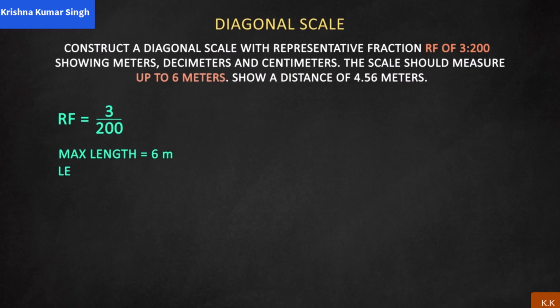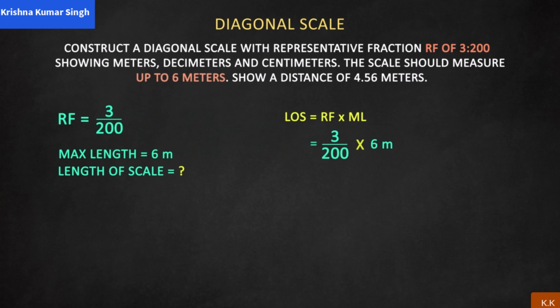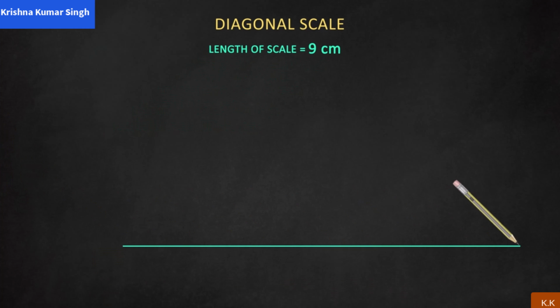Now we need to find the length of the scale. For that, we have to use the following formula for the length of the scale, LOS. Substitute RF and maximum length ML in this equation. Then we get the length of the scale as 9 centimeters. So now let's draw a line of length 9 centimeters as LOS and name it AB.